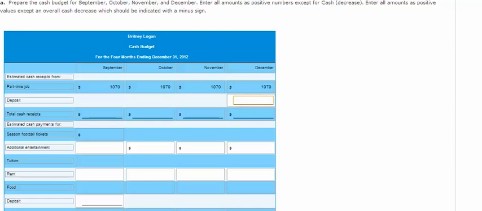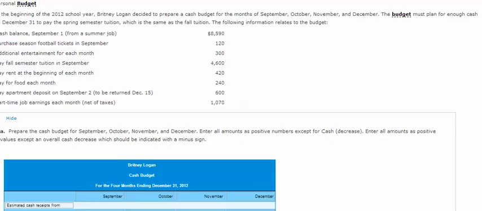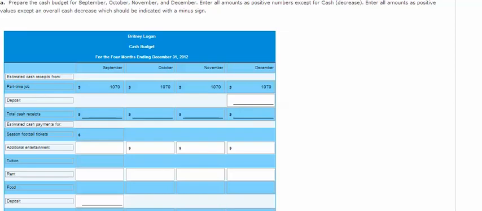In December, we have a deposit that's going to come back, and we saw that, so we can go back up and look for that. And the deposit was $600. We'll get that back in December, so we can add that to this number. So our total cash receipts, we can fill these numbers in. And of course this one is going to be different because we have the rental deposit coming back.